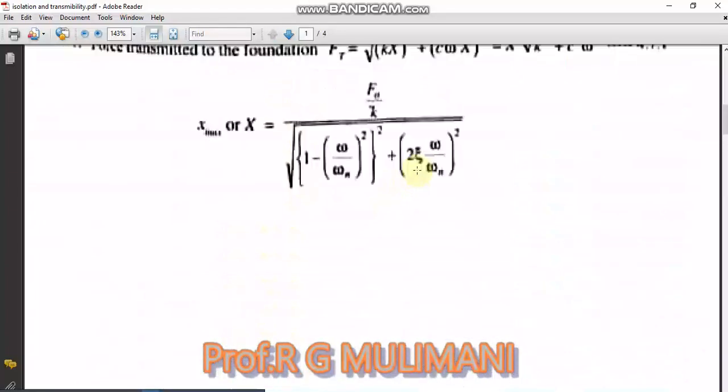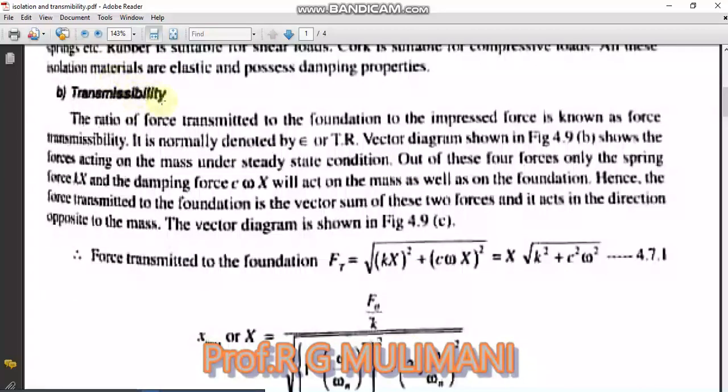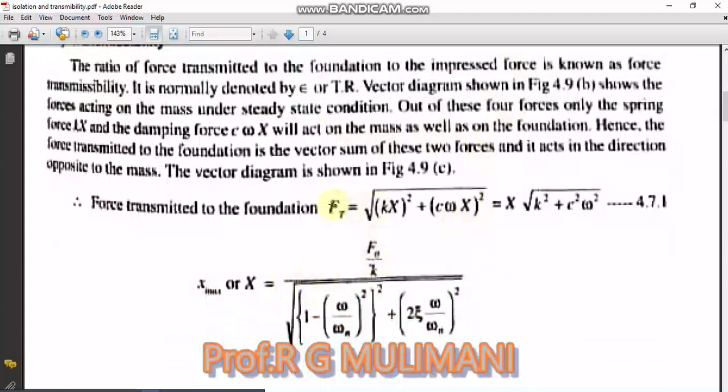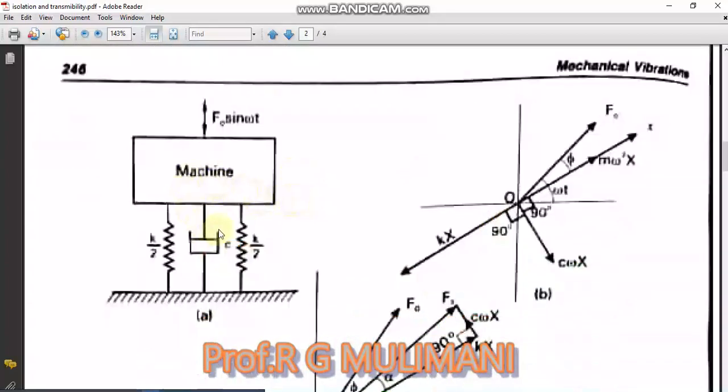Let us see how to find the transmissibility. Transmissibility, as we discussed, is the ratio of the force transmitted to the foundation to the force applied. We already know that the force is transmitting. See here, this is the machine, it is attached to a foundation.